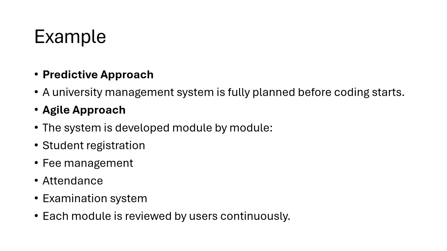जबकि agile is different. Predictive model में everything is fixed early. Agile में the system is developed module by module. For example, like student registration, fee management, attendance system, examination system. So each module is reviewed continuously by the users. So इससे क्या होगा? This allows improvement throughout development.